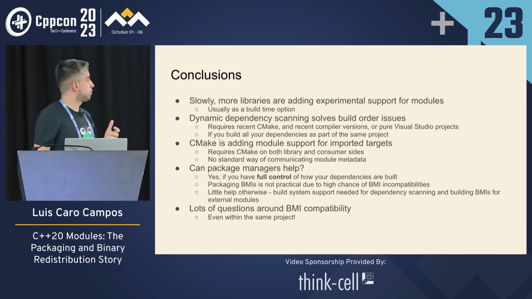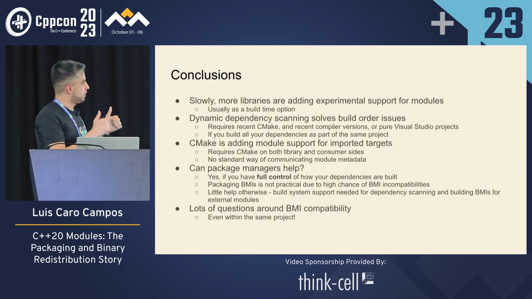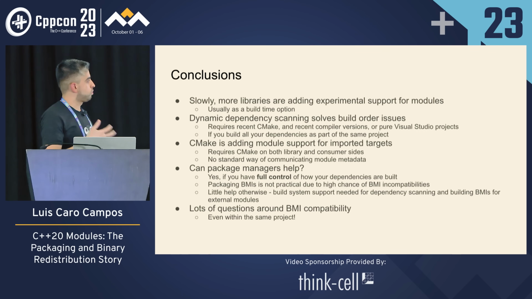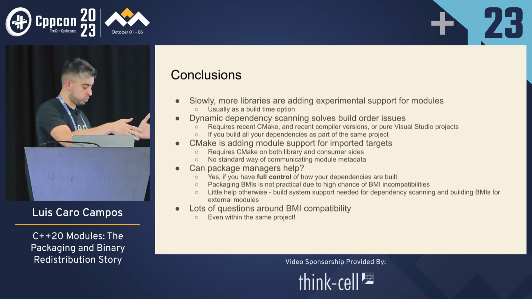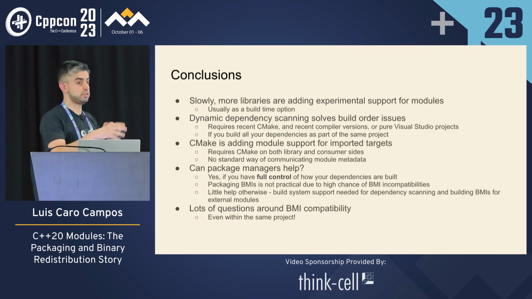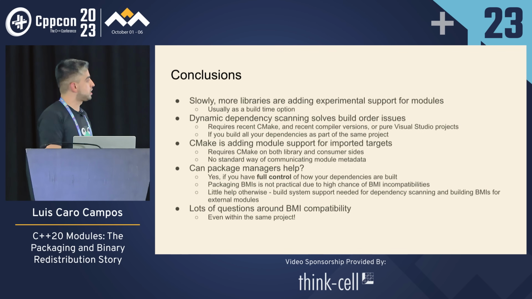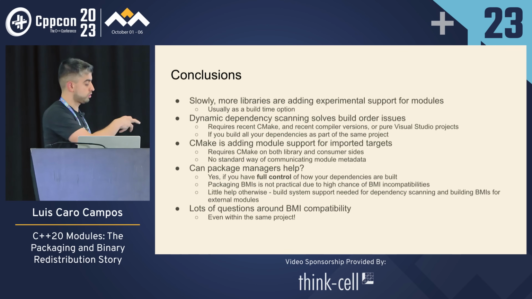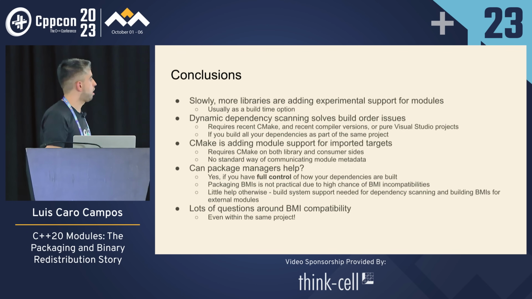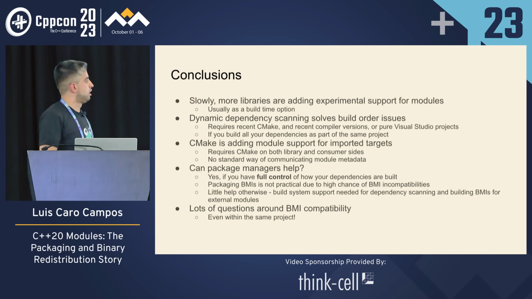So some conclusions. Slowly but steadily, more libraries are adding experimental support for modules, although it's typically either module or legacy headers, not both. And it's a question of whether that's going to be a thing at all. Dynamic dependency scanning, from what I've seen, both from MSBuild itself and CMake, does work really, really well and it solves the build order issues. CMake is adding support for imported targets, but I think in the future we're going to see how that works with BMI compatibility. Now, the question here that actually brings me here is, can package managers help? And I would say yes.